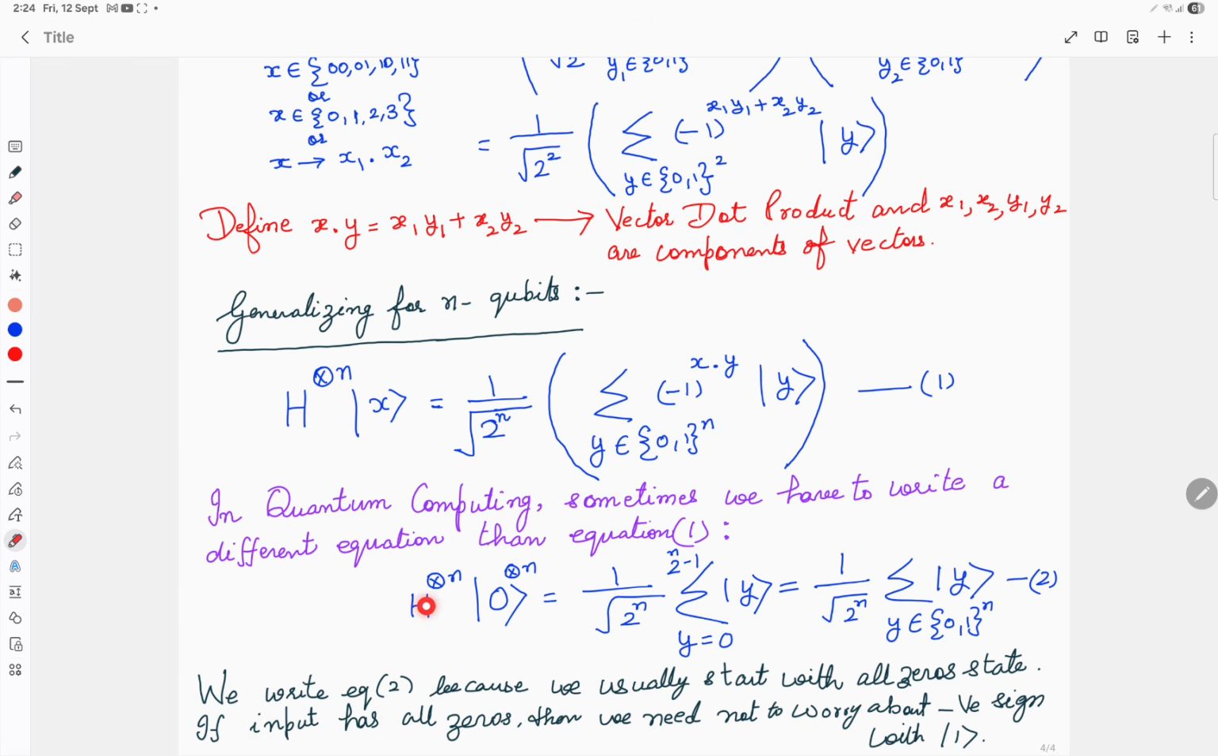This shows the Hadamard acting on ket 0 for an n qubit system, and you will see that we are not taking care of the negative sign, because we know that the negative sign will not come. So this is the reduced expression if we are starting with the all zero state. So this is all about multi-qubit quantum systems. Thank you very much.